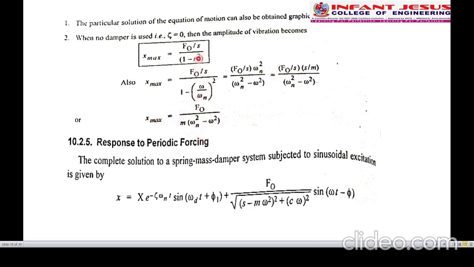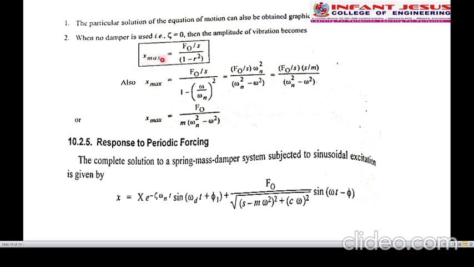Using the given values, you can find the displacement. If mass is given, you can use this formula. If the frequency ratio is given, you can use the other formula. So these are various formulas for finding the displacement. This is also called the amplitude. If you want to find the amplitude of vibration, that is the maximum displacement. Maximum displacement is the amplitude; both are the same.